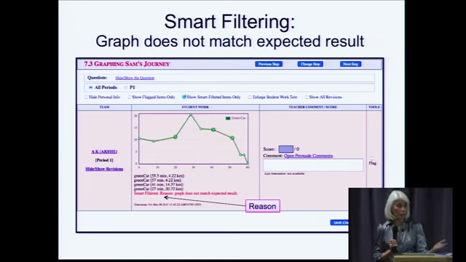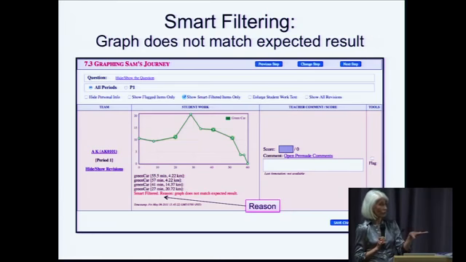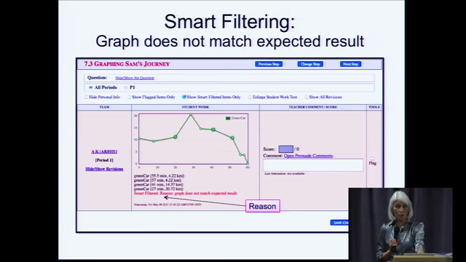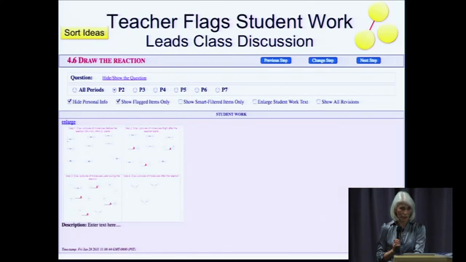We also have tools when students draw graphs to filter their graphs, so that you as a teacher can quickly grade the graph, because the software already identifies the kinds of things that students are not getting quite right in their graphs.